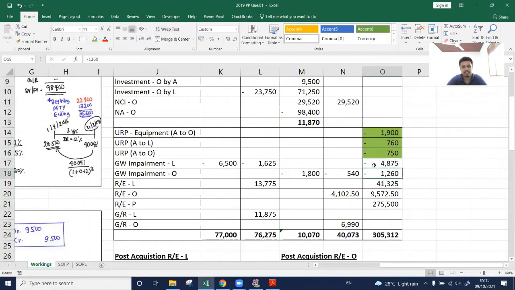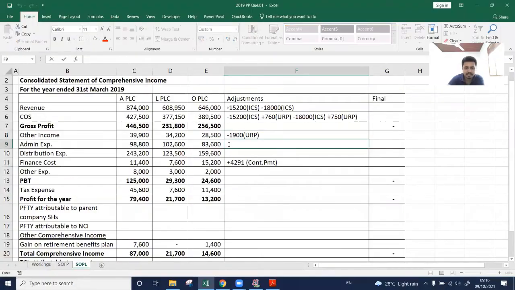Then what we have? Goodwill impairment. What is the goodwill impairment value? Since we are using the fair value method to assess NCI, this impairment needs to be allocated between NCI and group retained earnings, between parent company shareholders and NCI. But remember, when preparing the consolidated statement of profit and loss, we need to consider the total impairment. That is 6,500 coming under administration expenses.